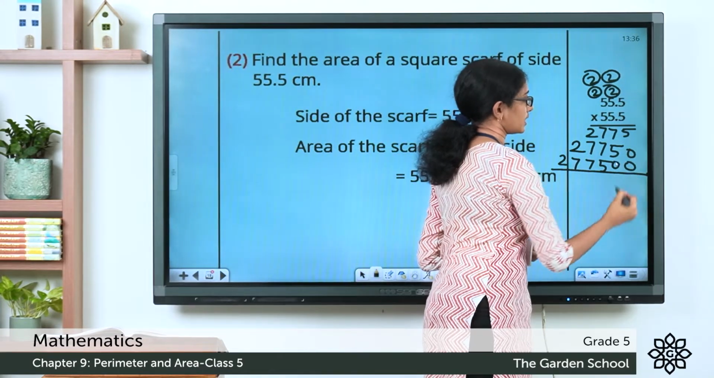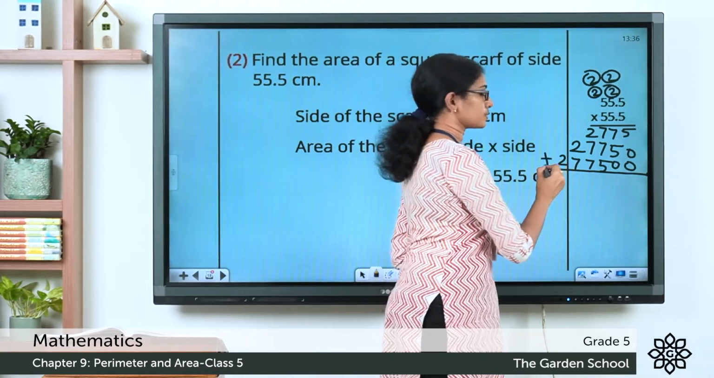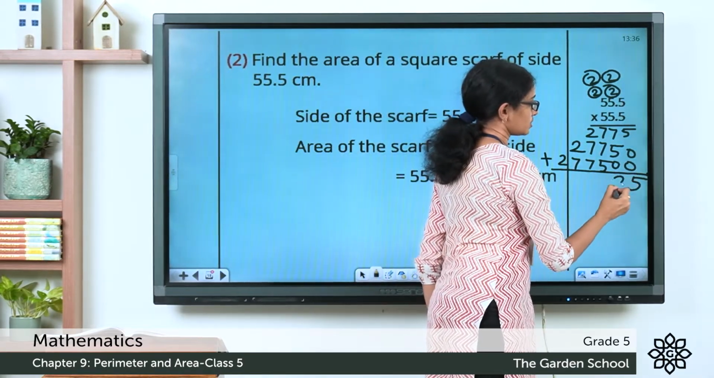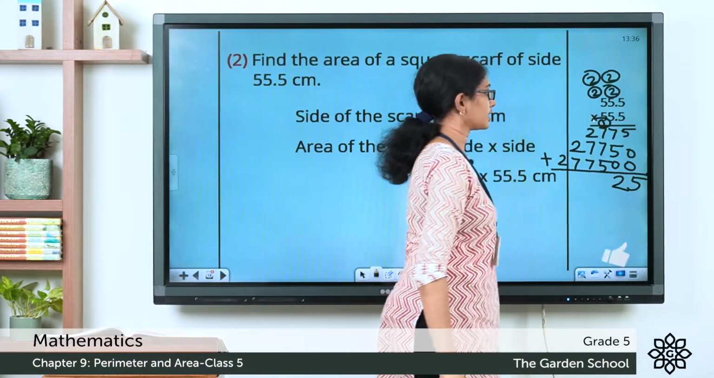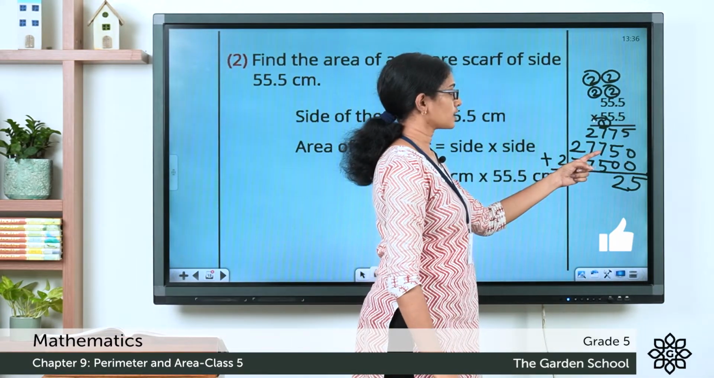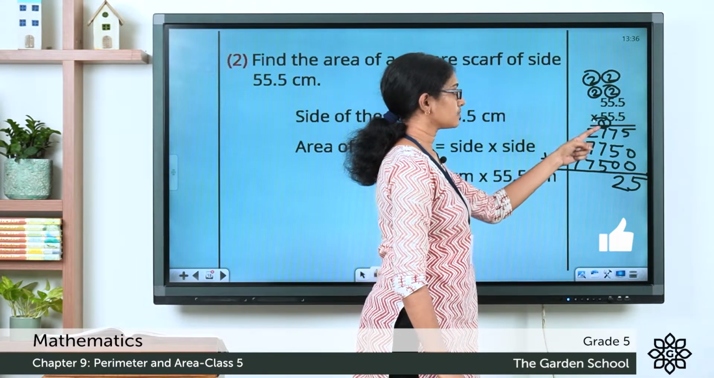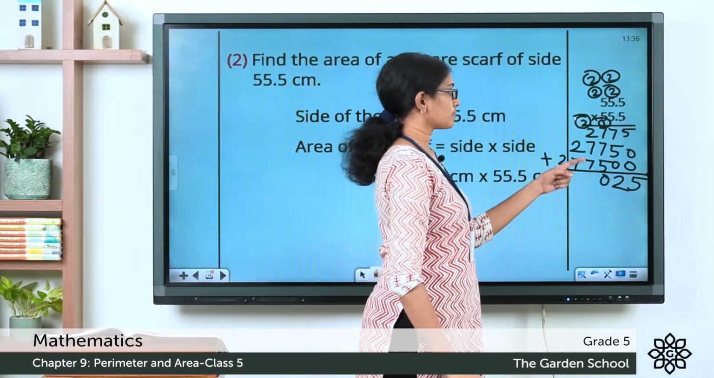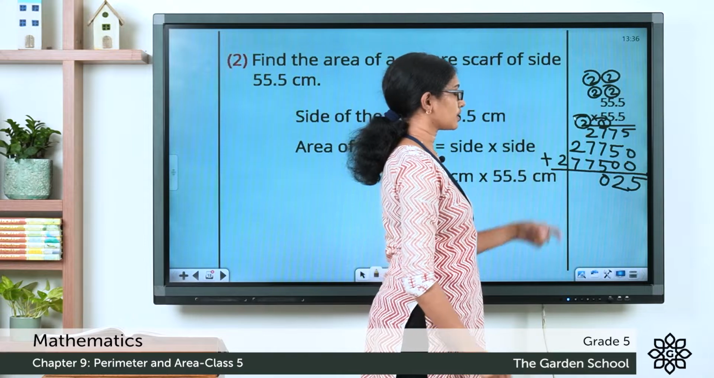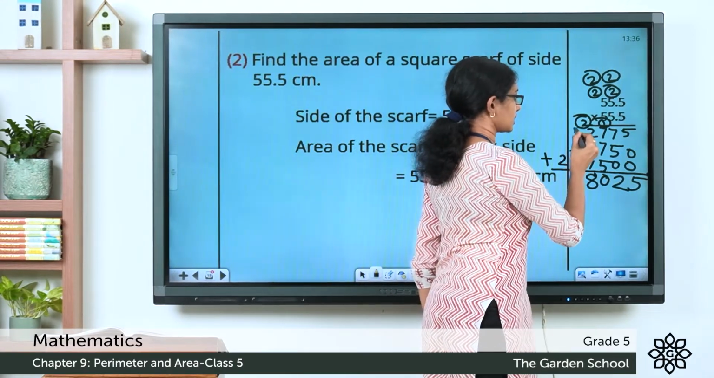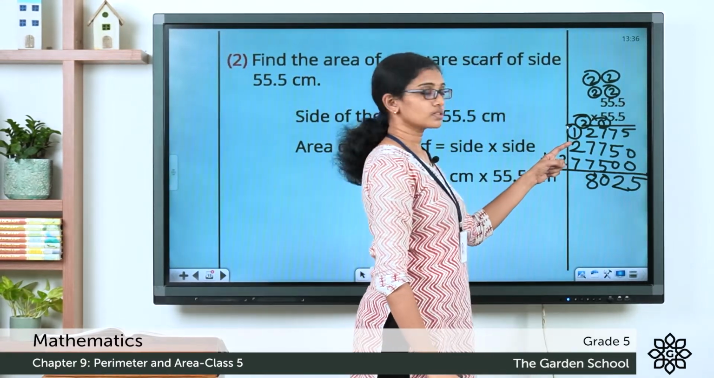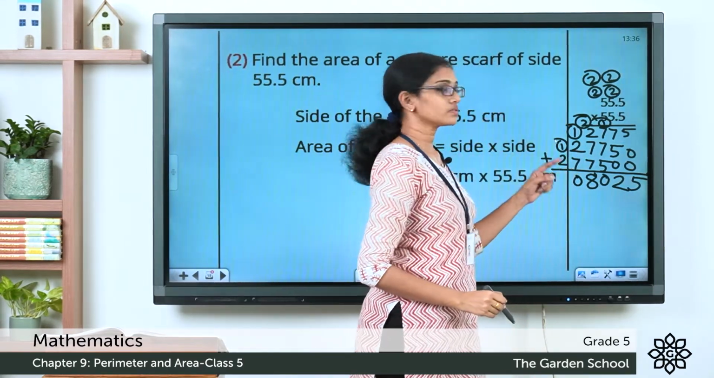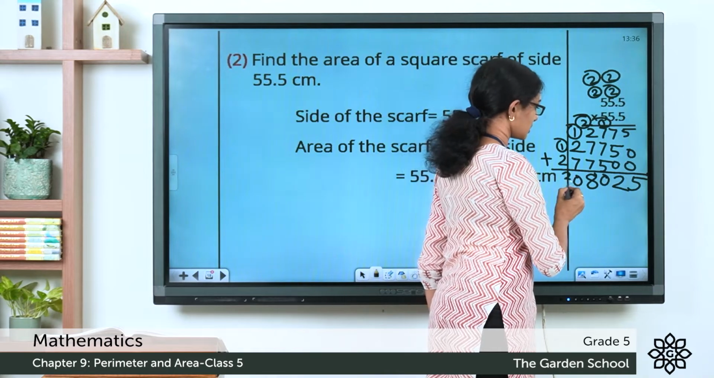Inserting zeros properly. Now adding the products, we get 5 here, 12 here, a carry over 1 here. Now 7 plus 7 14, plus 5 19, plus 1 20. Carry over 2 here. 7 plus 7 14, plus 2 16, plus 2 18. A carry over here. 7 plus 2 9, plus 1 10. A carry over here. Now 2 plus 1, it is 3.